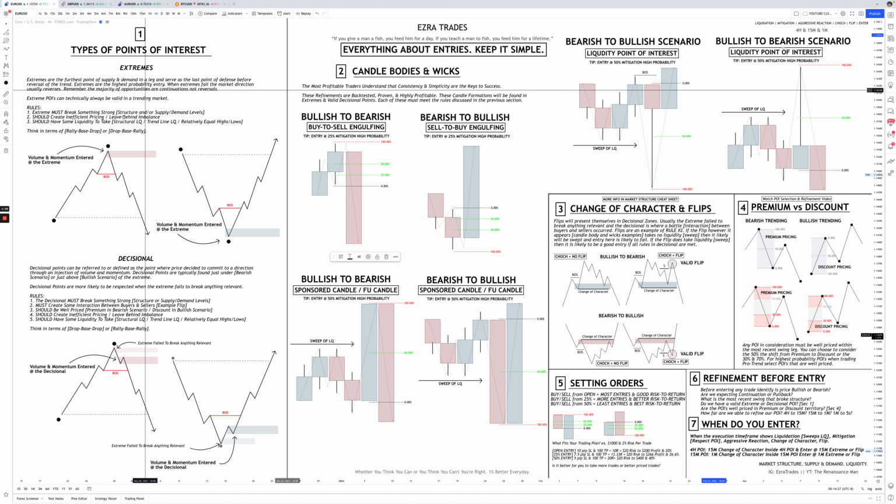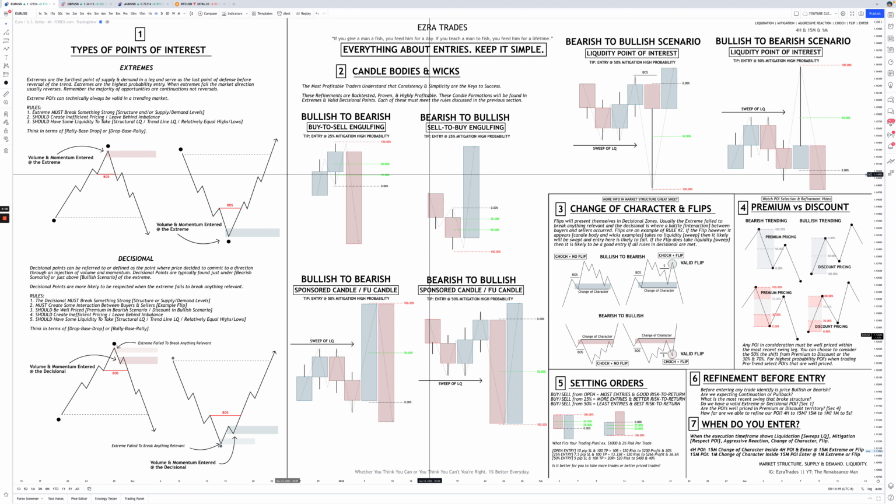Remember, summary, extremes: which one is where did we break something strong from? Was the volume momentum sourced from the extreme or from the decisional? Make sure these rules are met, right? What does a candle body look like when we either are taking a risk entry or a confirmation entry? The POI should be some sort of, let's say, a variation of something like this, right?